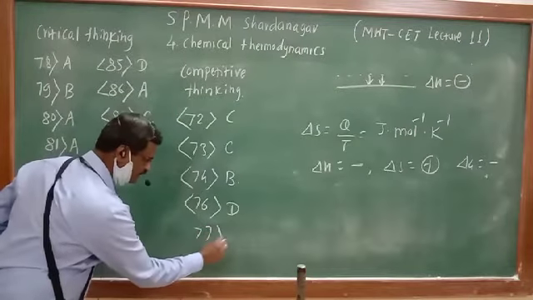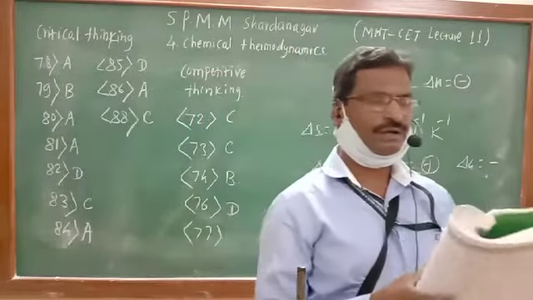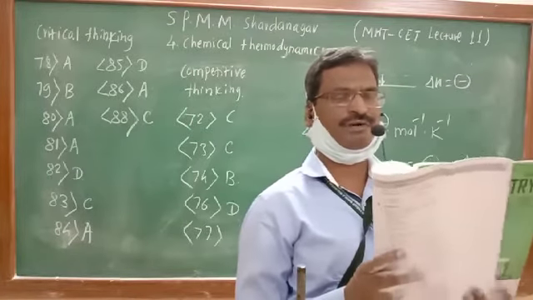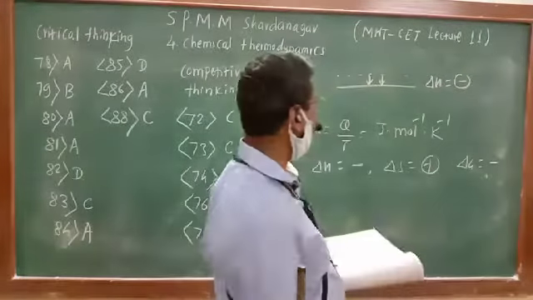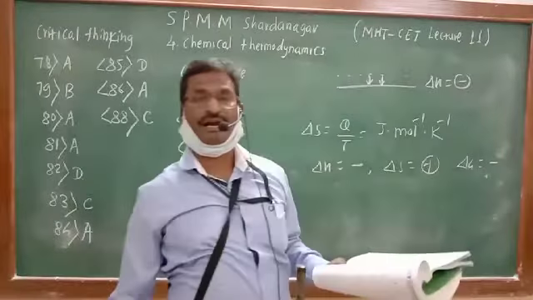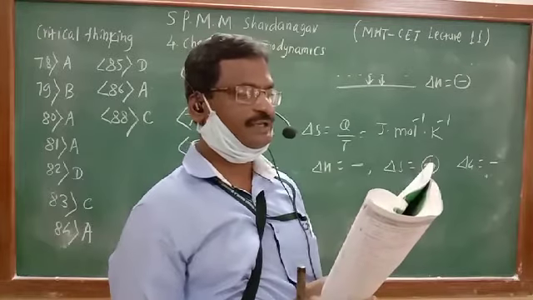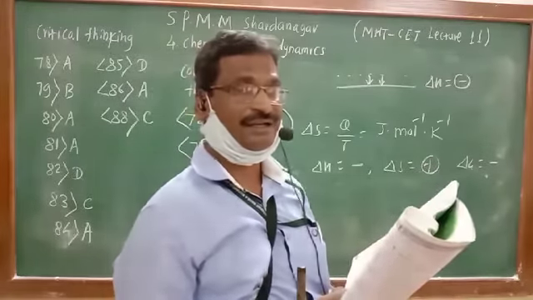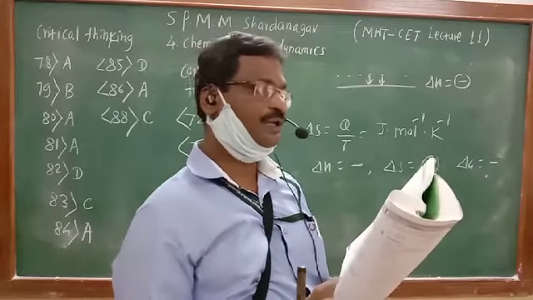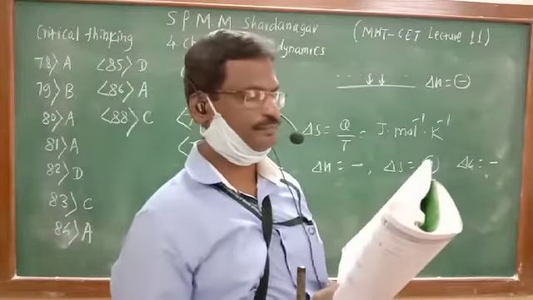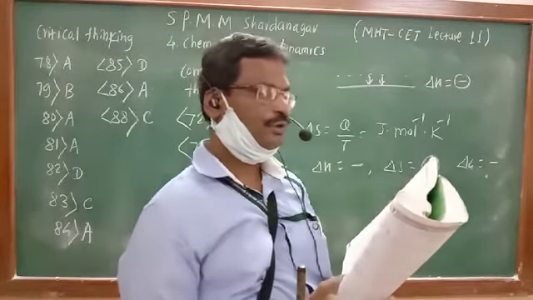Question number 77. Which of the following statements is correct for spontaneous adsorption of gases? Which of the following is correct? Option A, delta S is positive. Is that delta S negative or positive? Negative, right? Delta S should be negative. That is wrong. Option B, delta S is negative and delta H should be highly negative.